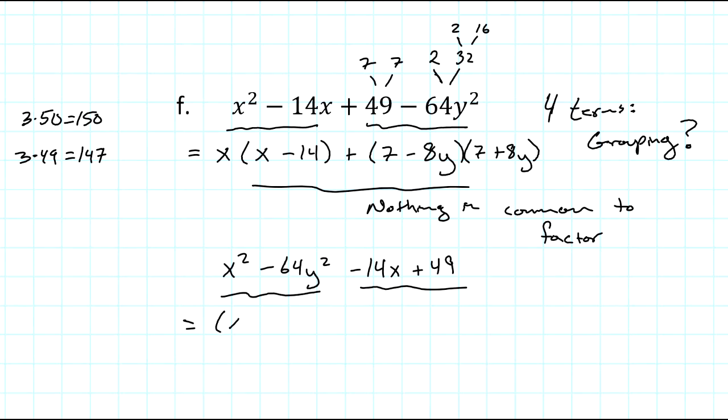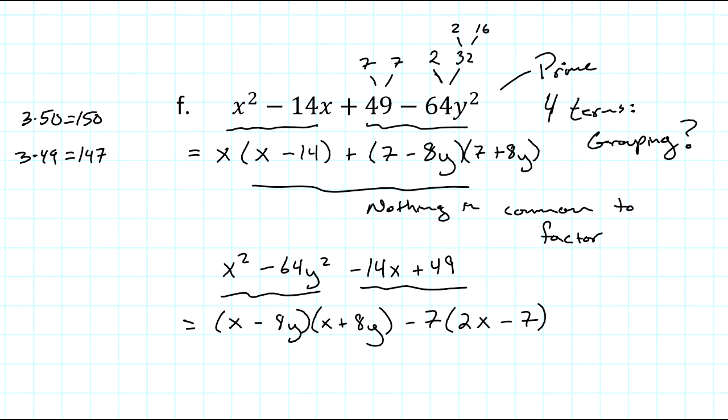Here this would factor as x minus 8y times x plus 8y. And that's great, but the next one, I'm going to pull out a minus 7 and get x minus 7. But that's not really helpful either. Is there anything else that I might want to try? x squared plus 49 is not going to get me anywhere. Yeah, I just think that this is prime.